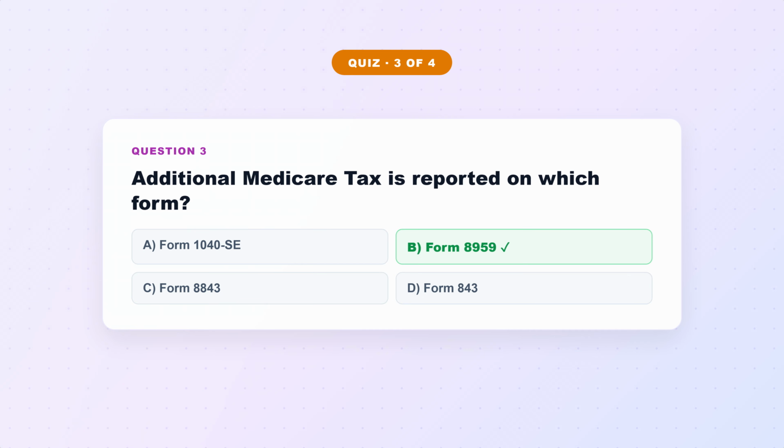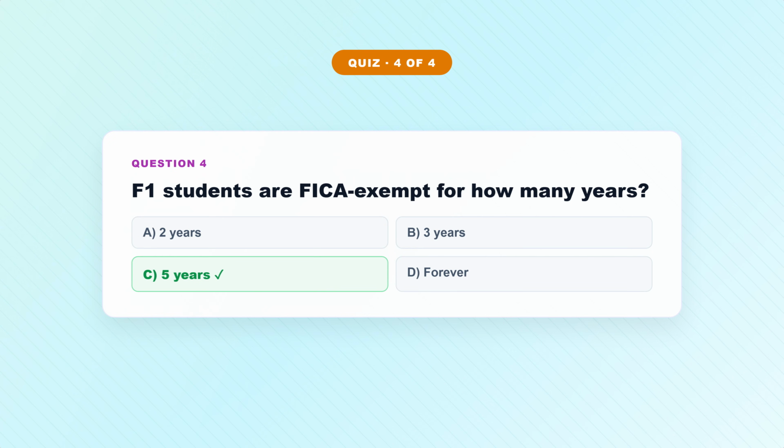Question 3. The additional Medicare tax is reported on which form? The answer is B, Form 8959. Remember the flow, 8959 to Schedule 2 to Form 1040. And question 4. F1 students are FICA exempt for how many years? The answer is C, 5 years, counted in calendar years. J1 scholars, by contrast, get 2. If you got these right, you've really got FICA down.